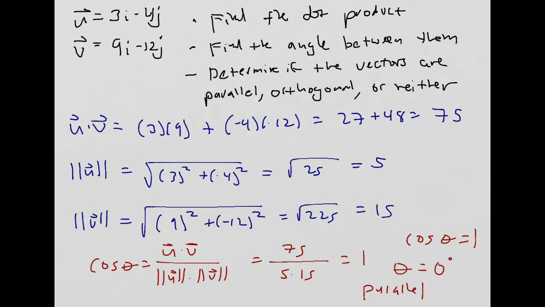Just a quick note here. You don't want to say that the angle between them is 1. The angle is not 1. Cosine of theta is equal to 1. That means that theta, the angle itself, is 0 degrees, which means that these vectors are going to be parallel.